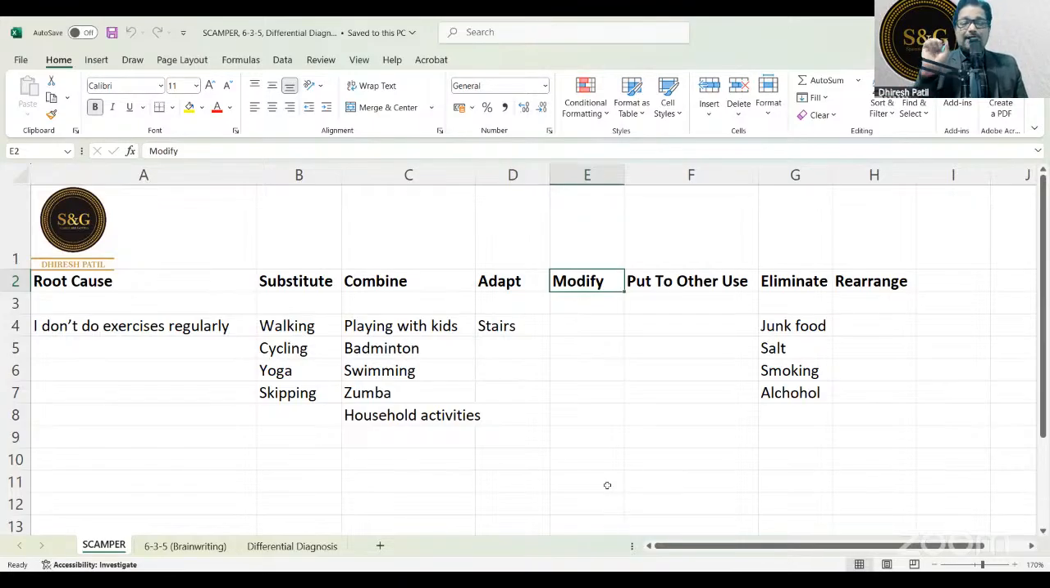What can we modify to solve this problem? To do exercises regularly, what can we modify? Think about it. These are the trigger words. It is asking us the question, what can be modified to solve this problem? Think about it. What can be modified? So the team is thinking, what can be modified?